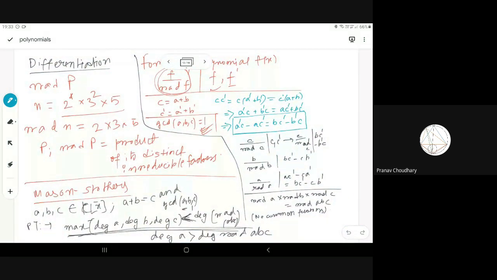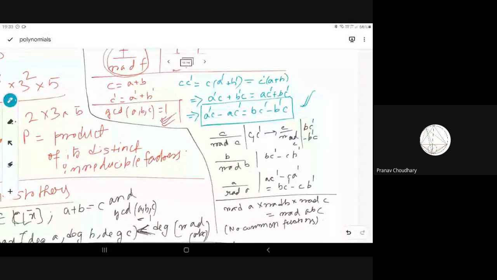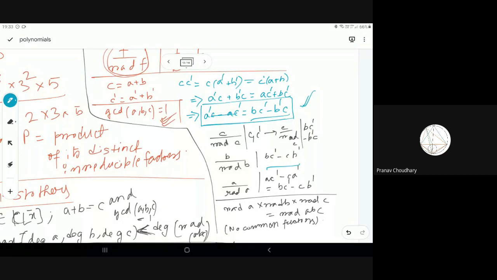So what we assume is that the theorem is false, say, if possible, degree of A is greater than degree of rad ABC, right? Then we basically interpret C dash in two different ways and get this result, right? And then we use divisibilities. We know that C by rad C must divide C comma C dash, so it divides this thing. Similarly, B by rad B must divide this thing. Similarly, A by rad A divides this thing, which is equal to the other one.